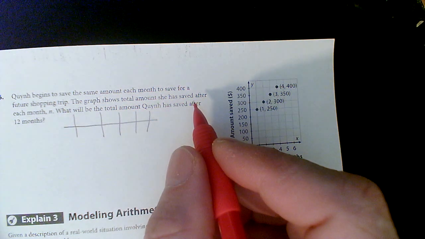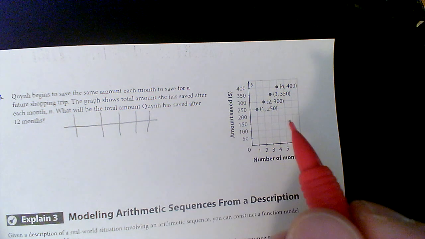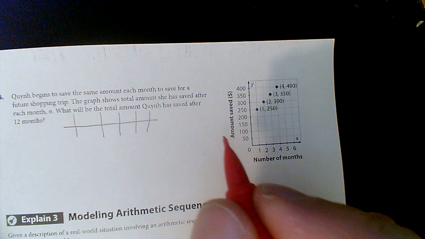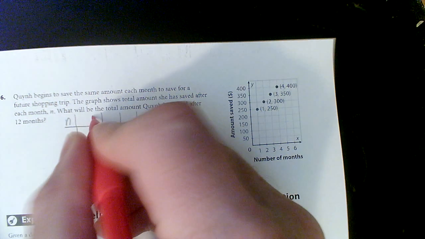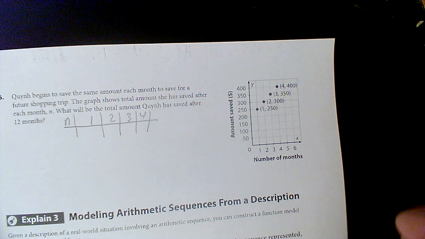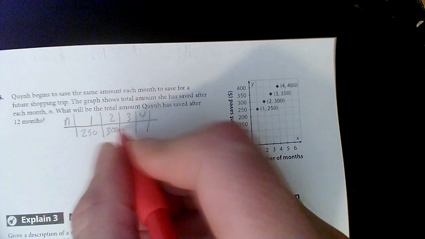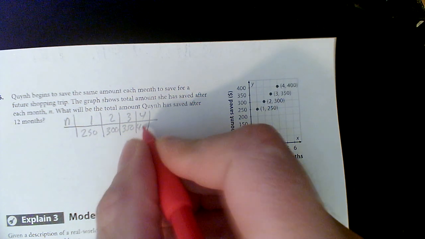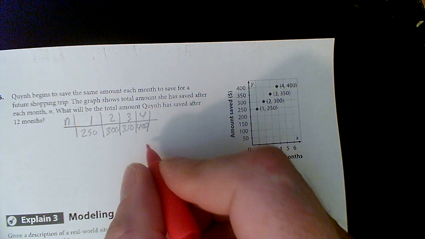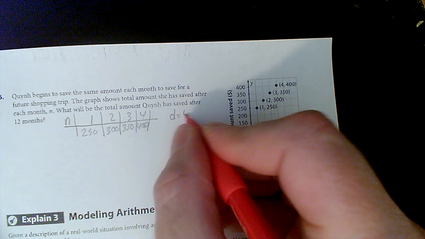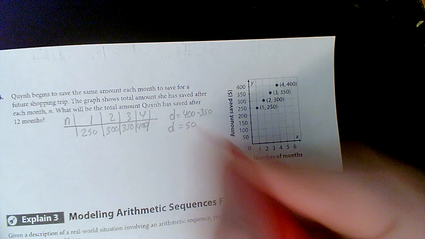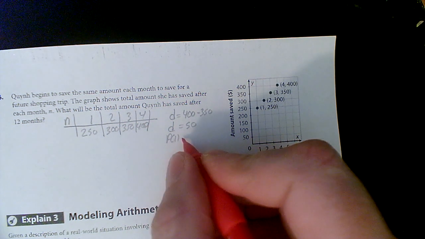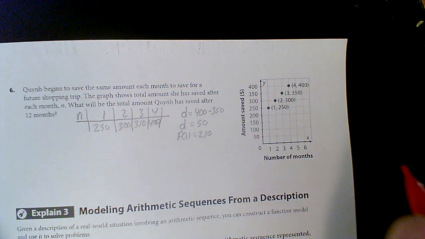Quinn begins to save an amount each month for shopping trips. So this is the amount of money saved, right? The graph shows the amount she saved after each month, n. So we'll say n is 1, 2, 3, 4. Looks like she started at 250, then went up to 300, then up to 350, and we can see there's a constant rate of saving, right? Then 400. It doesn't matter which one we pick as long as we subtract the one right in front of it. Our difference is $50 a month, for a start of 250, and they want to find out after a year.